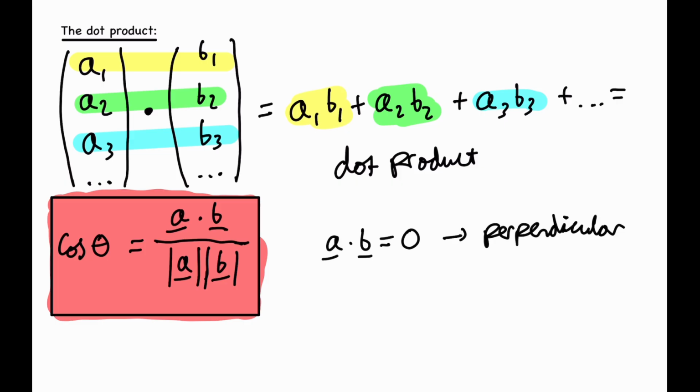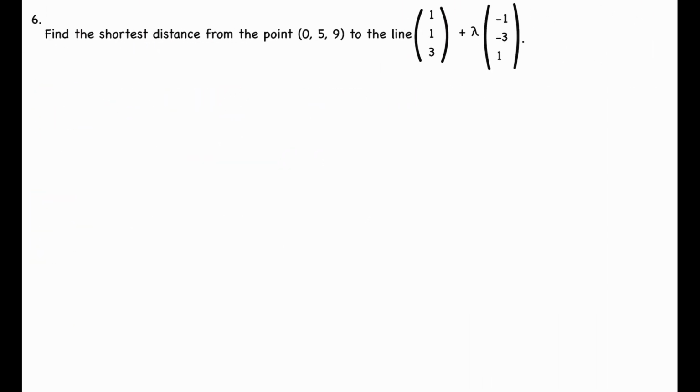So now let's move on to questions. This question is asking for the shortest distance from this point over here to the line over here in vector form. As you can see, it has the position vector, the lambda, and a direction vector as well.